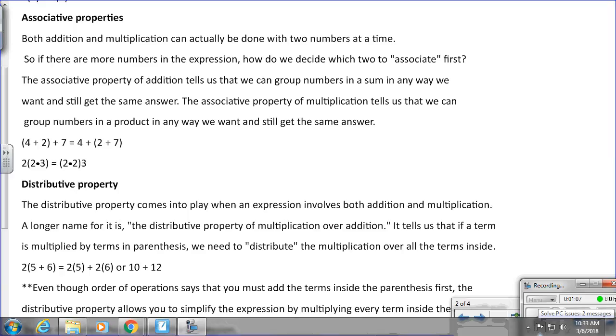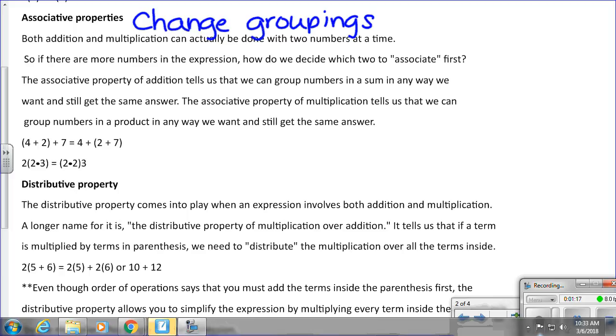Our next property is called the associative property, and what that means is that we can change the groupings. And when we see the word groupings, we mean where we have our parentheses. We could change what the parentheses are surrounding, but we would still get the same answer.